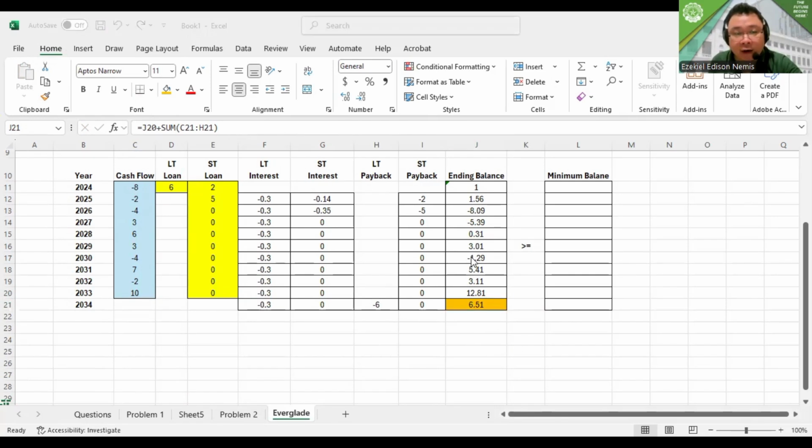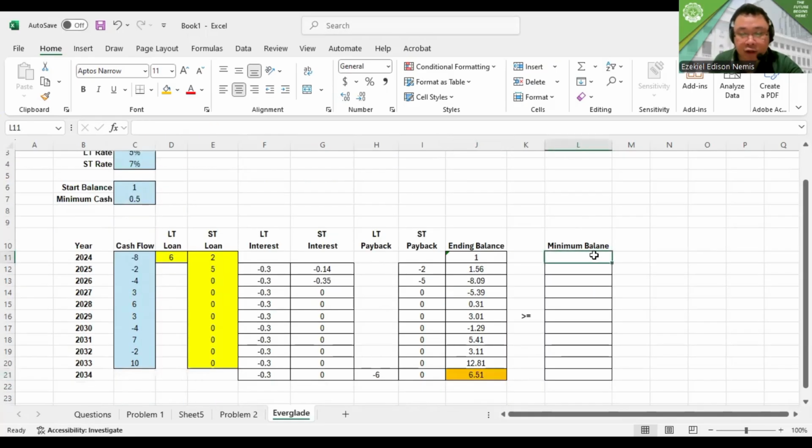All right? Okay, next part is we do the minimum balance. So as you can see here, the minimum balance is already given. All we have to do is put equals, get the minimum balance, then press enter. Pwede mo yung i-drag down, because it is all the same. Okay, let's just put this one, drag it down.